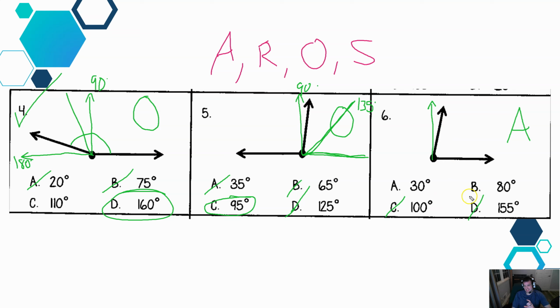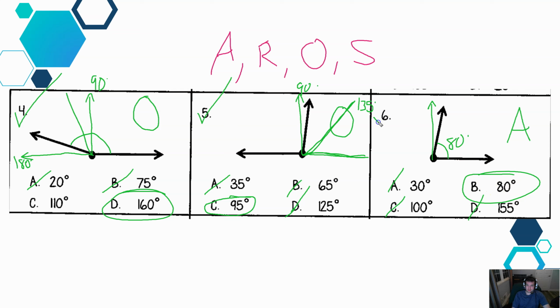Now notice how I said it's slightly less than 90 degrees, right? A 30-degree angle measurement would be the distance on a clock from like 12 to 1. Well, it's definitely larger than that, right? So I know it's not A. It's almost 90 degrees, so I would say that this angle right here is probably 80 degrees.